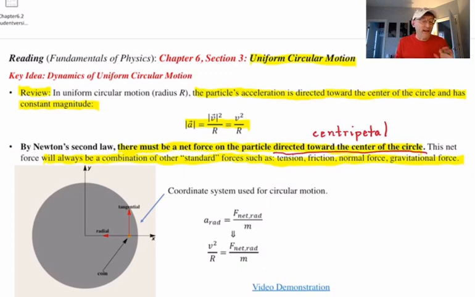Okay, but again, I'm just emphasizing. The net force towards the center of the circle is going to come from one or more of the standard forces we've already been studying. Now let me show you a picture and talk a little bit about just setting up Newton's second law problems that involve uniform circular motion, or circular motion.